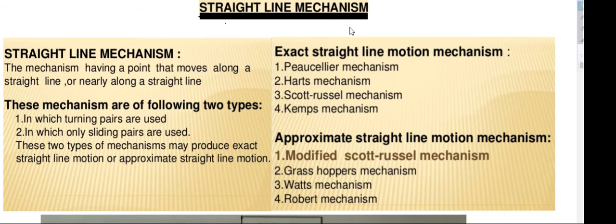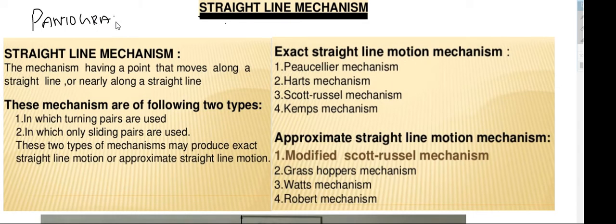I hope you remember the pantograph, which magnifies the given trace: when you trace it from one limb, it magnifies that image on the other limb. You remember the pantograph from the last session? I hope all of you remember that pantograph. It is used for magnification. Similarly, there are some mechanisms that are used to produce straight lines.